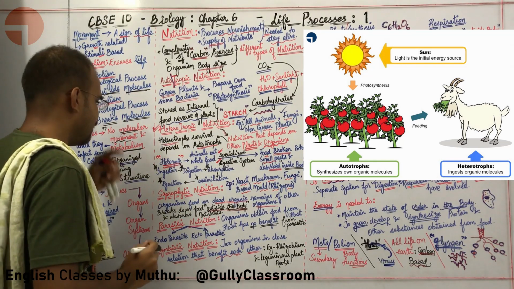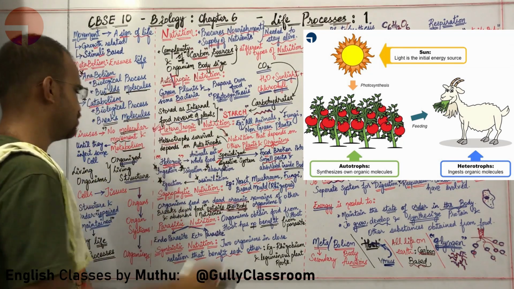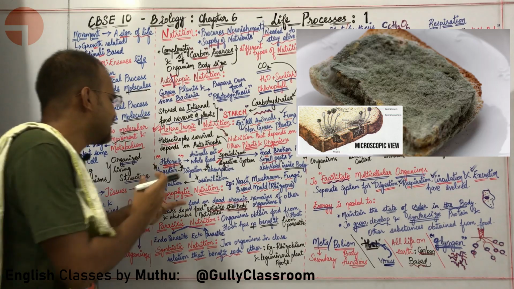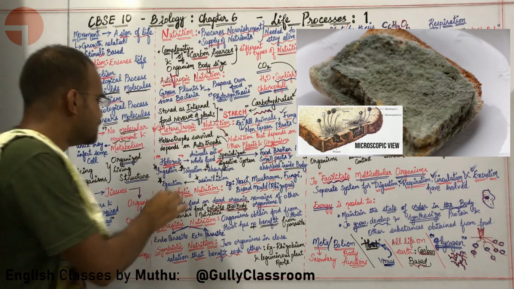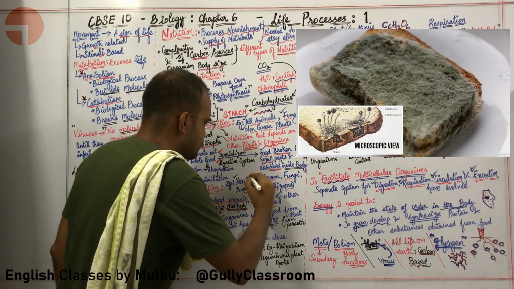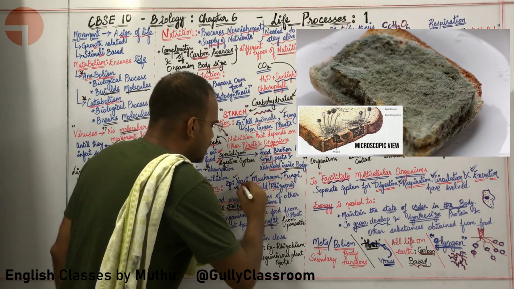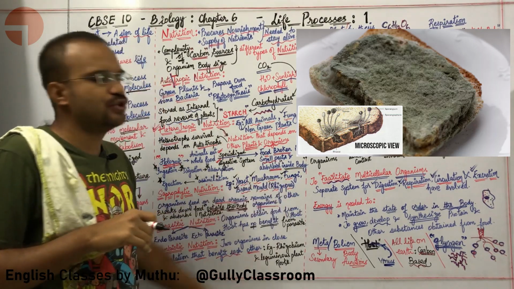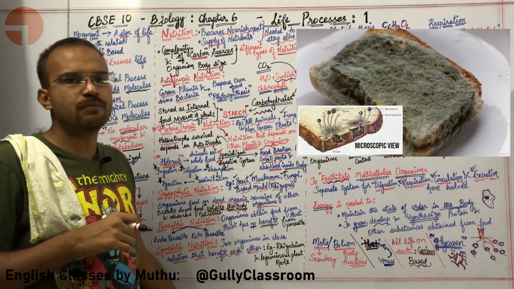Okay, sir, I am comfortable with holozoic nutrition. Now let us go for saprophytic nutrition. Give us an example for saprophytic nutrition. Saprophytic nutrition means nutrition that involves organisms like yeast, mushroom, fungi, bread molds. What is the technical name for bread mold? Rhizopus.